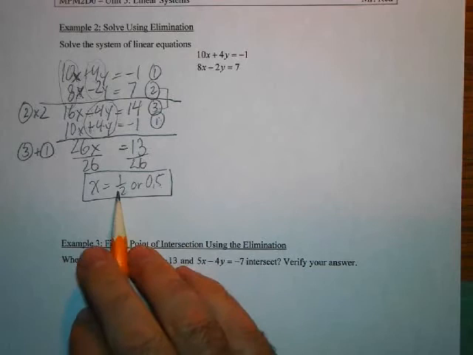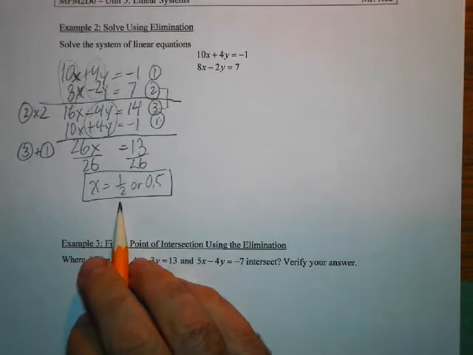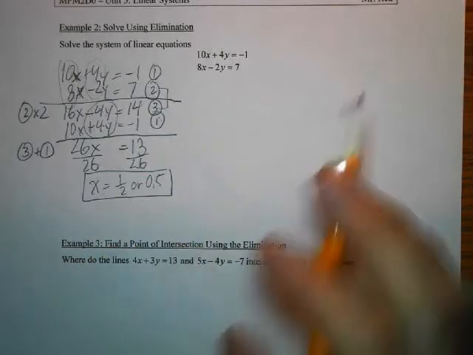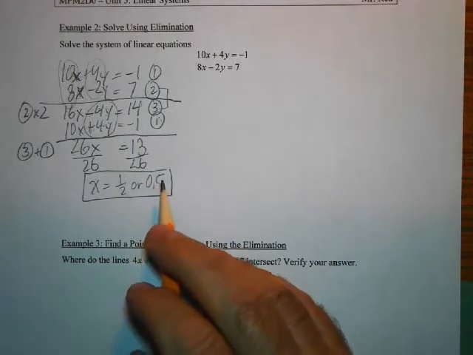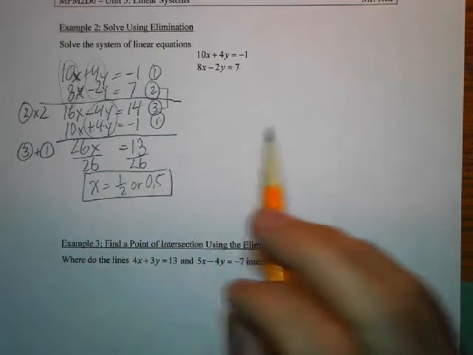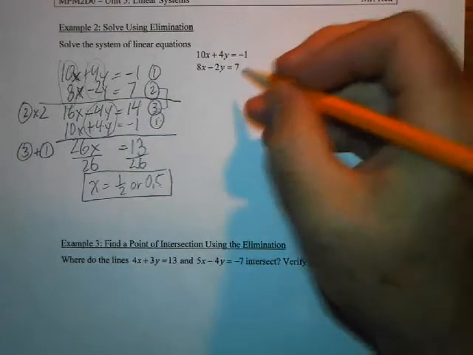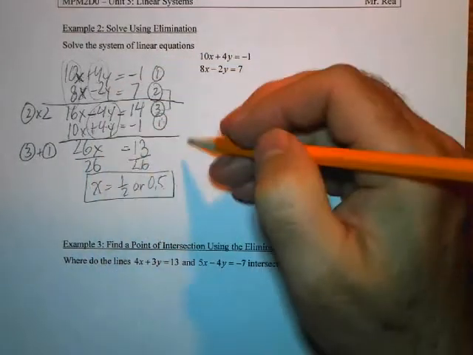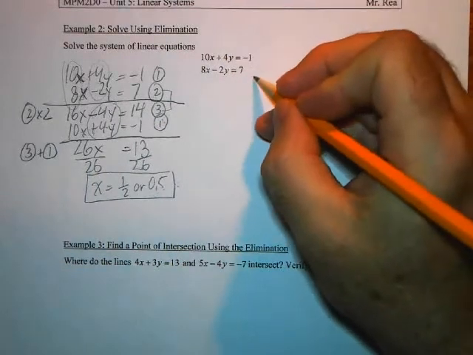I'm not rounding. What you can't do is, if x was 1/3, I don't want you writing it as 0.3 or 0.33. If you're rounding, you're not doing it right, because we're dealing with exact numbers all the time when we do linear systems. So now we take that, so the elimination step is done.